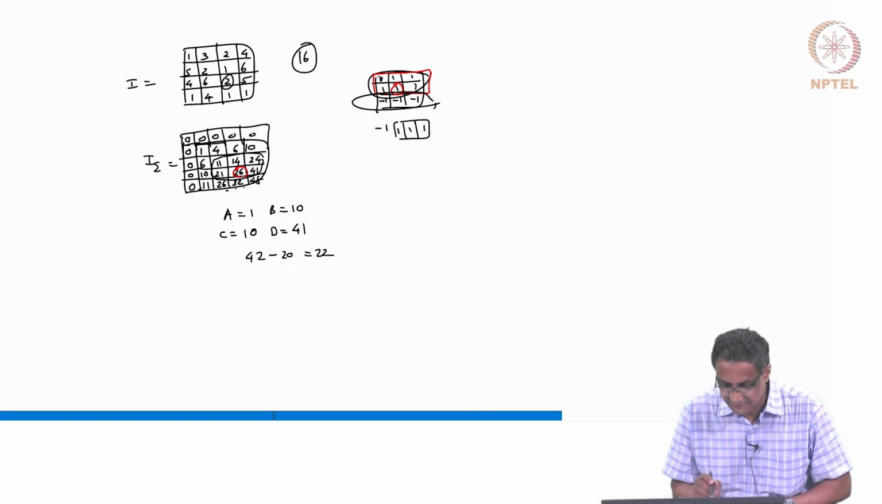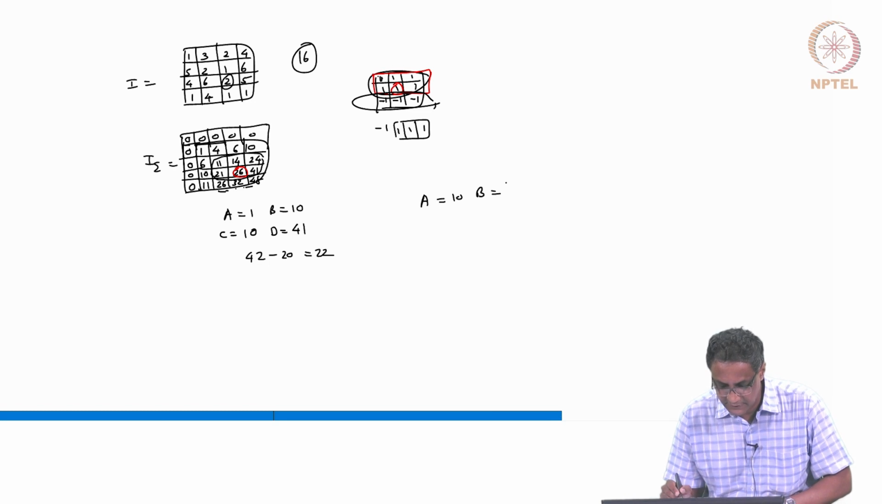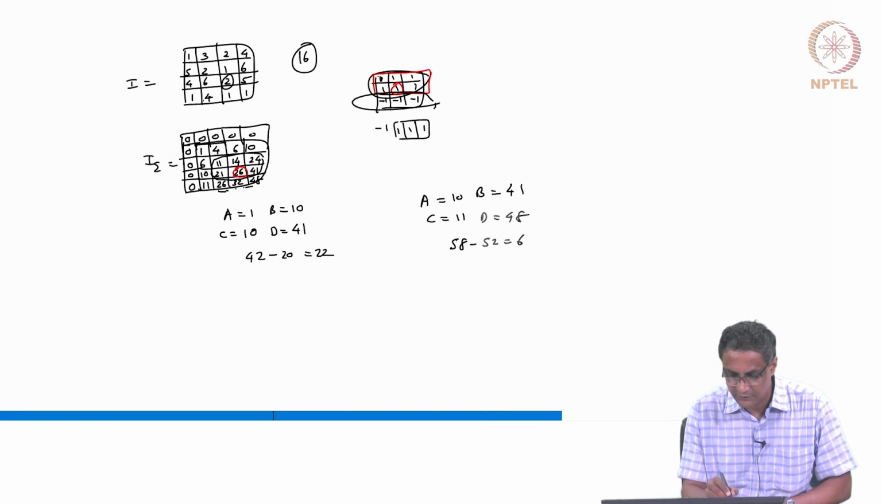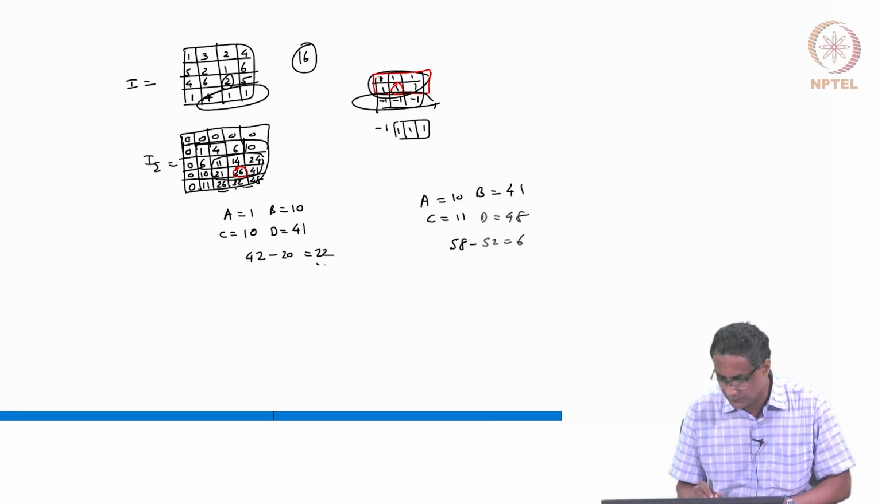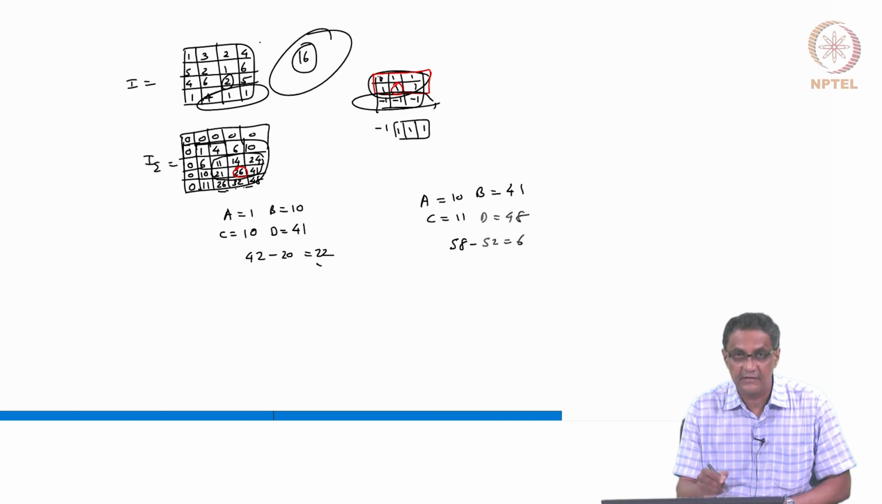You can right away see, for example, if you take minus 1 minus 1 minus 1, it's here. So if you look at your A for that, that is 10, and then B for that is 41. C for that is 11, and then D is 48. So what do you get? 48 plus 10 is 58 minus 52, that is 6, which is what you would have got, 4 plus 2, 6. And now you do 22 minus 6, that is 16, that is the answer here.